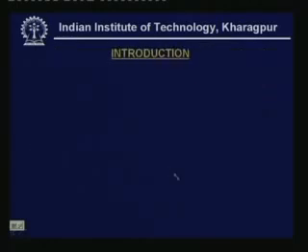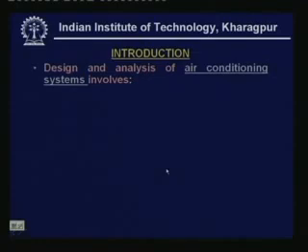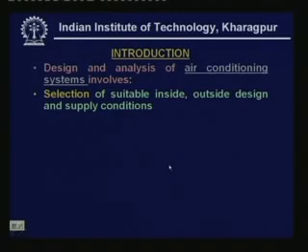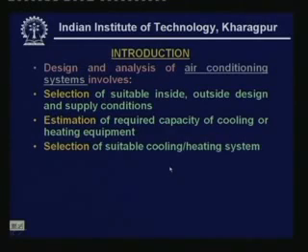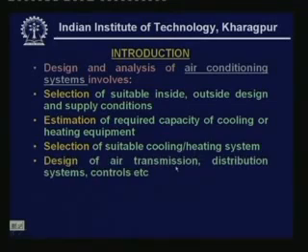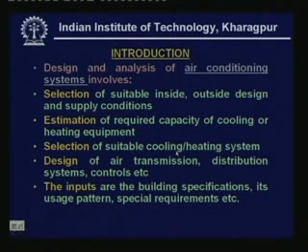Let me give a brief introduction. Design and analysis of air conditioning systems involves the following steps: selection of suitable inside, outside design and supply conditions, estimation of required capacity of cooling or heating equipment, selection of suitable cooling and heating equipment, design of air transmission and distribution systems, controls, etc. And generally the inputs are the building specifications, its usage pattern, special requirements, etc. So these are the various steps one has to go through while designing an air conditioning system.